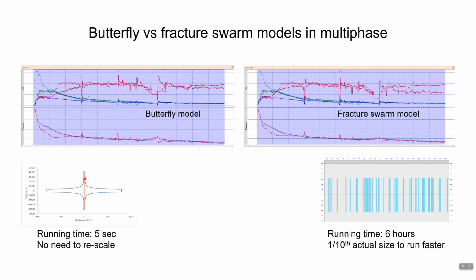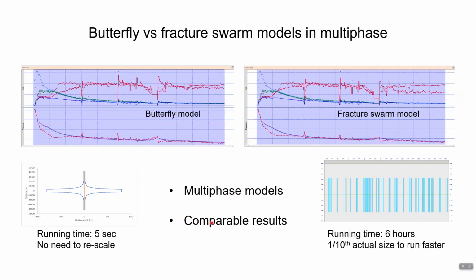The big difference is that for the butterfly model, the run time is 5 seconds in multiphase for this run. That is like a year and a half or so. For the fracture swarm model, because you have too many fractures, I had to reduce the size to 1/10 of the original size, run like that, and then multiply the result by 10. But still, it took 6 hours to complete the same run.